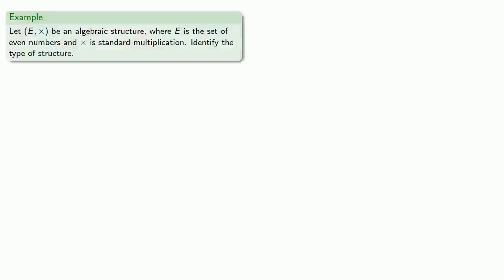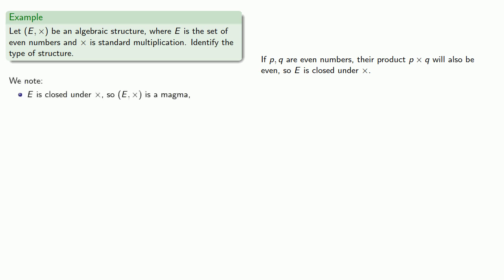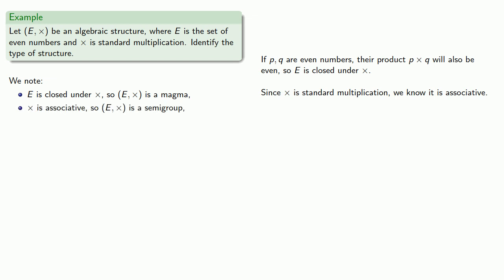For example, let E times be an algebraic structure where E is the set of even numbers and times is standard multiplication. Let's identify the type of structure. So if P and Q are even numbers, their product P times Q will also be even. So our set is closed under multiplication. And so, since we have closure, E times is a magma. Let's go a little further. Since times is standard multiplication, we know it's associative. And since we have associativity, then E times is a semigroup.